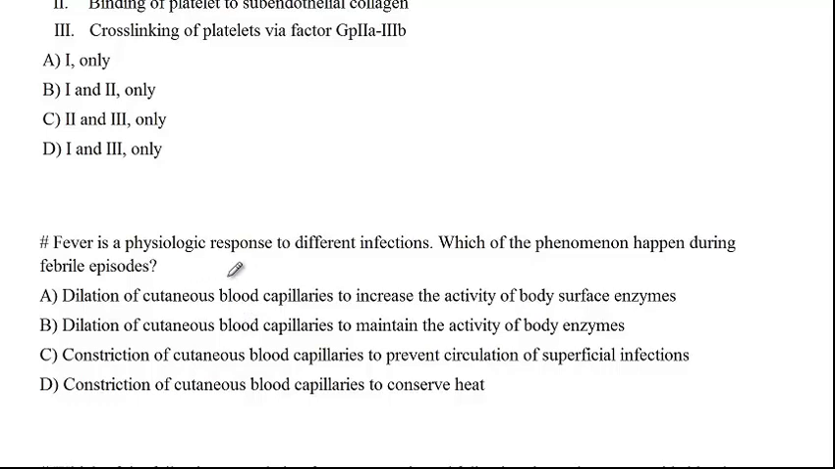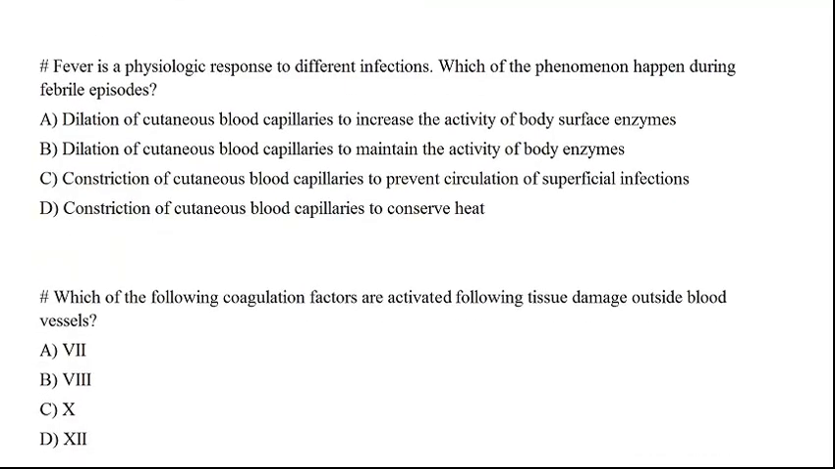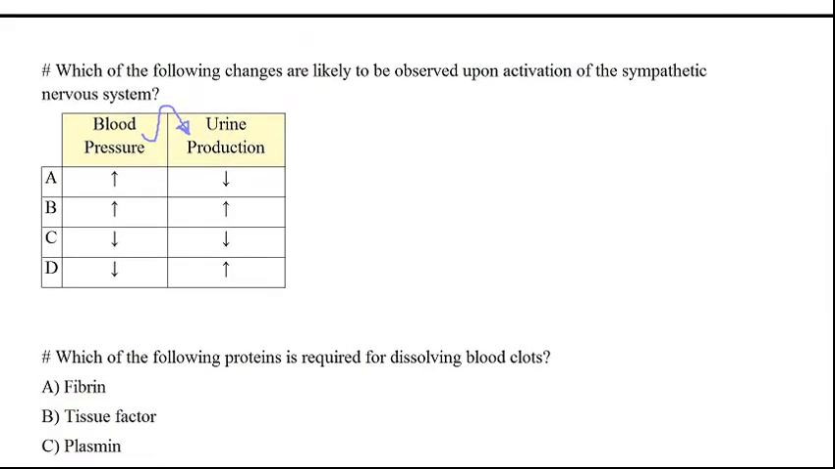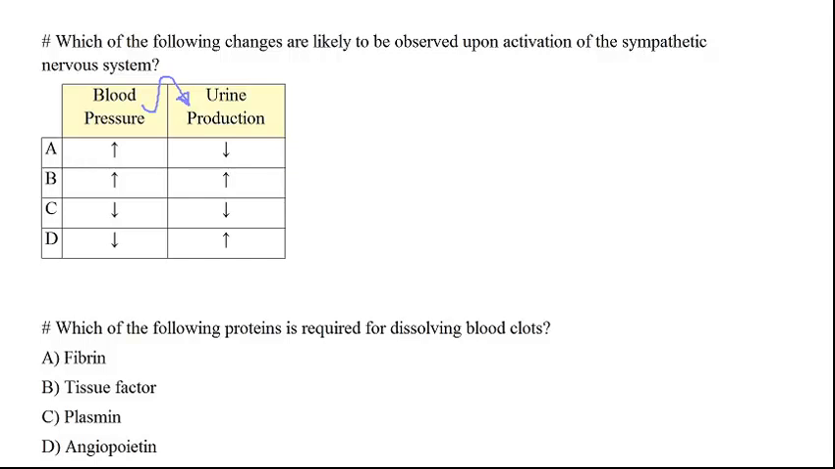Fever is a physiological response to different infections. Which of the following phenomena happened during febrile episodes? So basically, let me give you a clue here. The question is basically asking, how does the body maintain the temperature when fever is causing too much rise in the body temperature? And then the final question is, which of the following coagulation factors is activated during tissue damage outside the blood vessels? So again, if you need more time, by all means, just go ahead and pause the video. Otherwise, we are ready to go through the questions here.